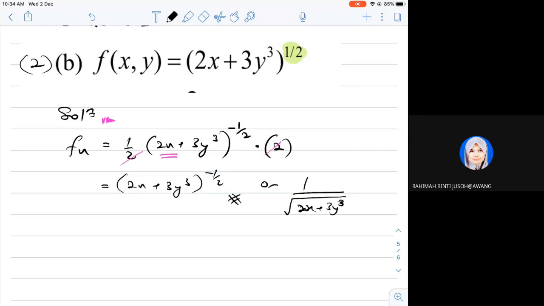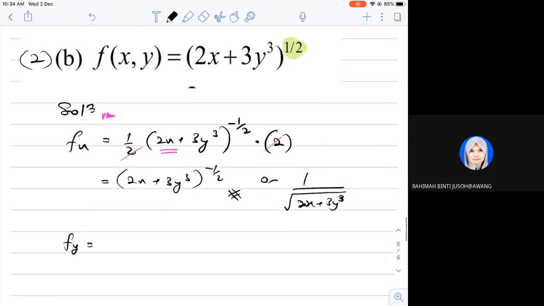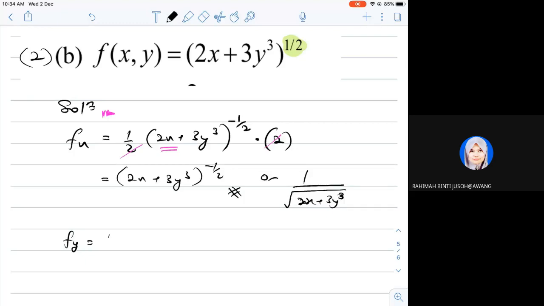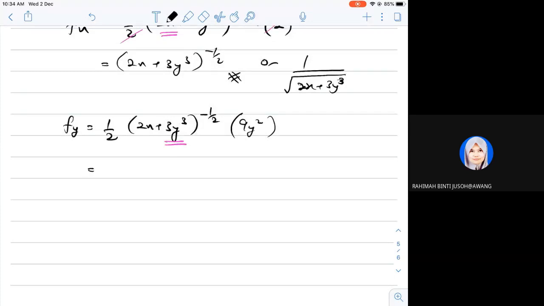Okay, next, let us find fy, differentiate with respect to y. So y is the variable right now. Again 1 over 2, we have 2x plus 3y cubed to the power of, again, 1 over 2 minus 1, so it becomes negative 1 over 2, and then multiply by what, guys? 9y squared. Yes, good. Differentiate 3y cubed becomes 9y squared. So we will have 9y squared over 2 multiplied by 2x plus 3y cubed to the power of negative half. That's the answer.